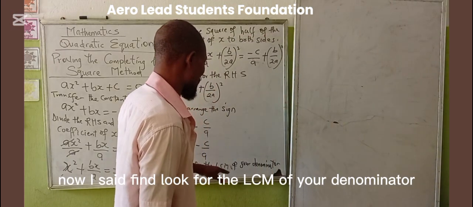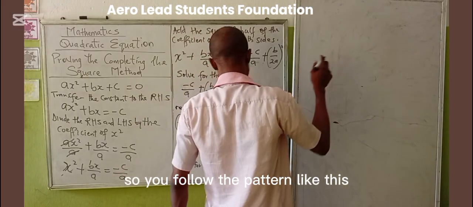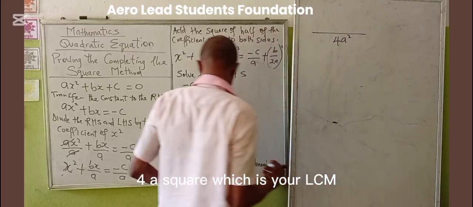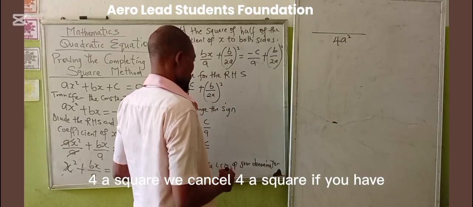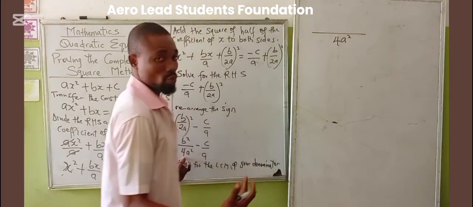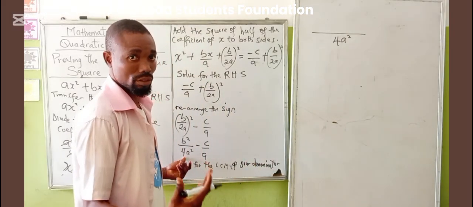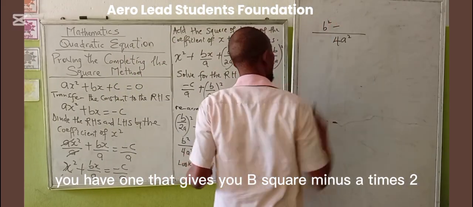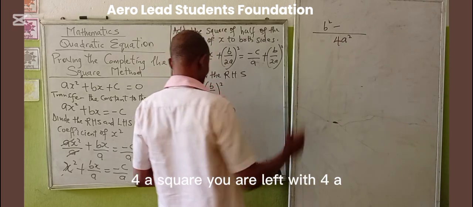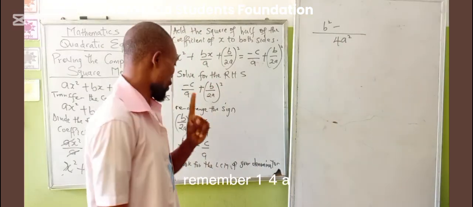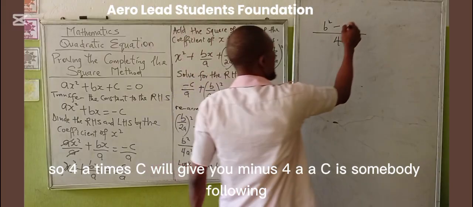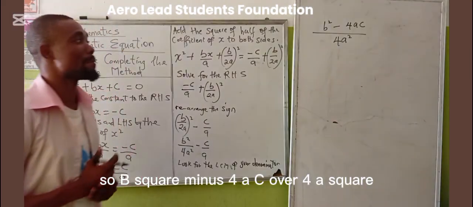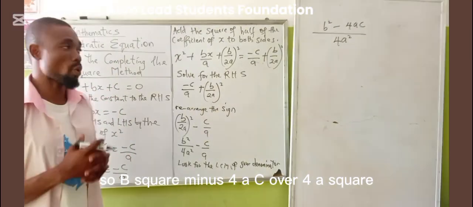Now I say look for the LCM of your denominator. So you follow the pattern like this. 4a squared, which is your LCM. 4a squared, we cancel 4a squared. If you are conversant with solving for your LCM, you have 1. That gives you b squared minus a cancel 4a squared. You are left with 4a. Remaining 1 4a. So 4a times c will give you minus 4ac. Is somebody following? So b squared minus 4ac over 4a squared.